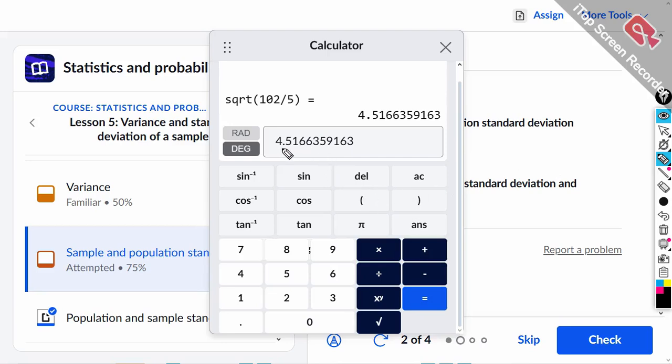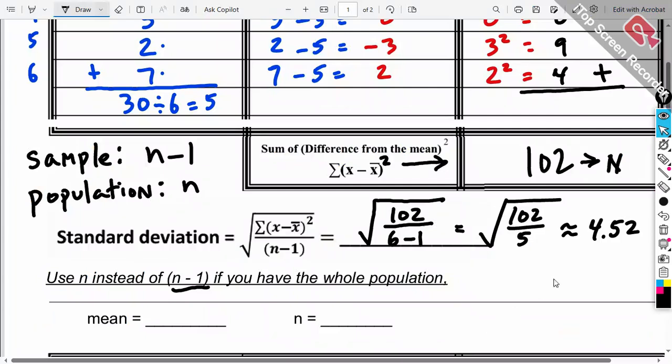So if it says 2 decimals, all right, you look at the third decimal. If it's 5 or more, you round it up. So 4.51 rounded off is going to be 4.52. So that is your standard deviation. All right, 4.52. Khan Academy actually said 1 decimal. So we're just going to keep it as 4.5 for the final answer. All right, and that's your standard deviation.